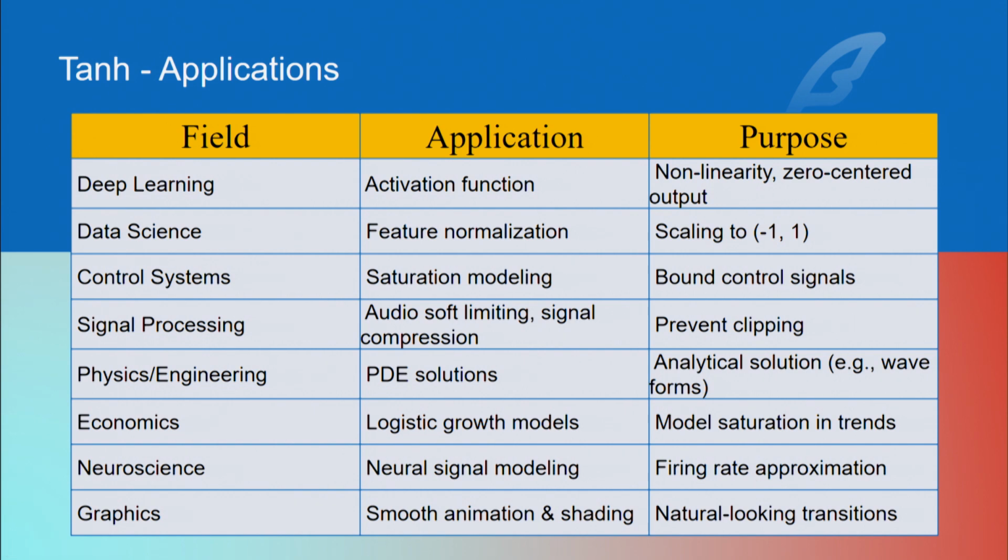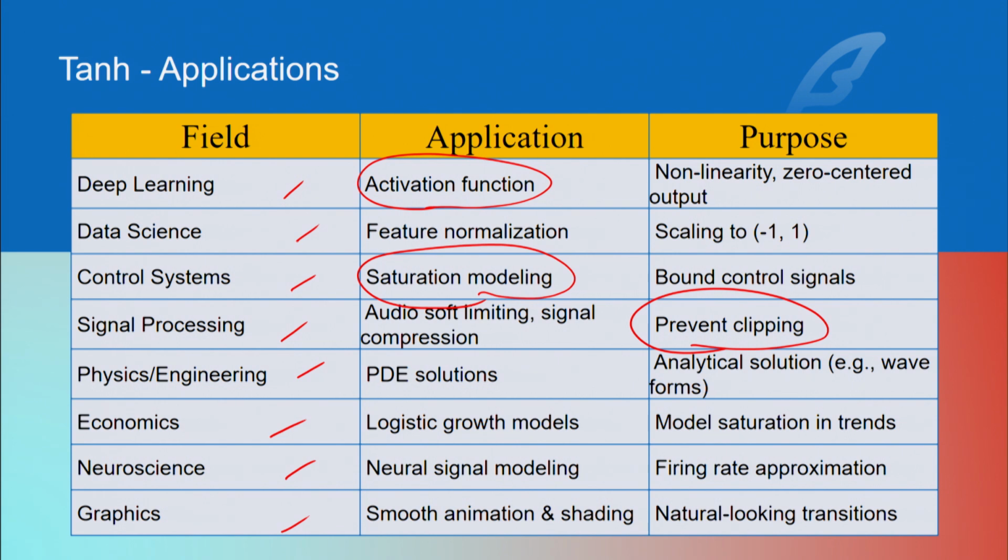Moving on to the various applications of Tanh functions. These are the different domains where Tanh is very much applicable: deep learning, data science, control systems, signal processing, physics and engineering, economics, neuroscience and graphics. In deep learning, it is very much used as an activation function, as we all know. In control systems, where we have to bound the signal controls, in applications like saturation modeling, Tanh is very well applicable. In signal processing, audio soft limiting or signal compression applications need a type of clipping, so to prevent the clipping, Tanh activation functions can be useful.